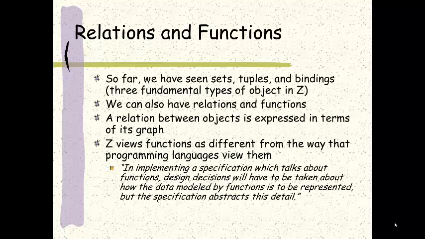So far we've seen sets, tuples, and bindings. These are the three fundamental types of objects in Z. We can also have relations and functions. So a relation between objects is expressed in terms of its graph. Basically, Z views functions as different from the way that programming languages view them. More mathematically is how Z views them. In implementing a specification which talks about functions, design decisions will have to be taken about how the data structure modeled by the functions is to be represented, but the specification abstracts the detail.